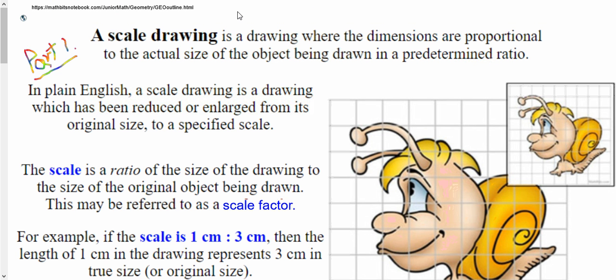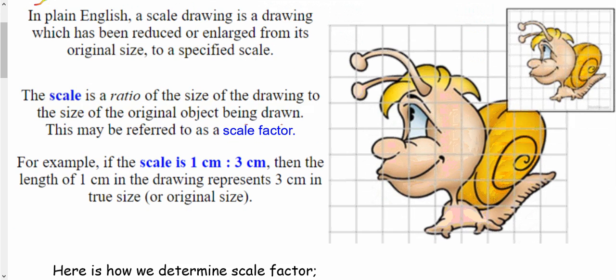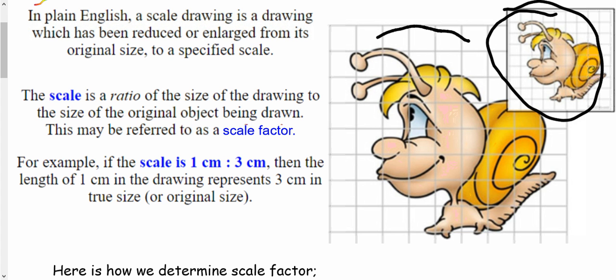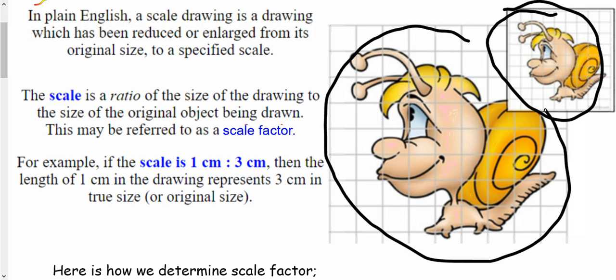A scale drawing is a drawing where the dimensions are proportional to the actual size of the object being drawn in a predetermined ratio. So here we have a snail guy, and it looks like the original. Let's say that this guy is the original one, and this kid wants to make a copy of it. And to do it, he drew it on a bigger grid.